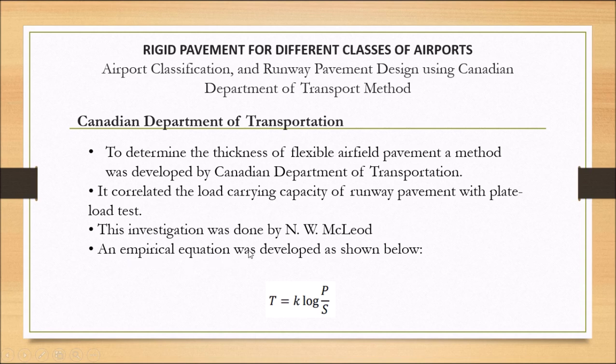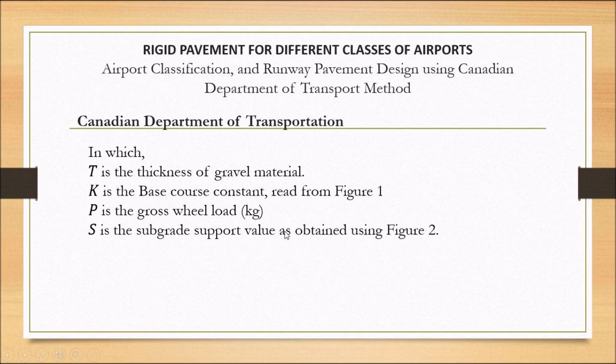An empirical equation was developed as shown below. So this is the empirical equation where T is equal to K log P over S. So let's see what those terms mean. You can see we have T, in which T is the thickness of the gravel material. K is the base cost constant. We read it from figure 1, the first graph.